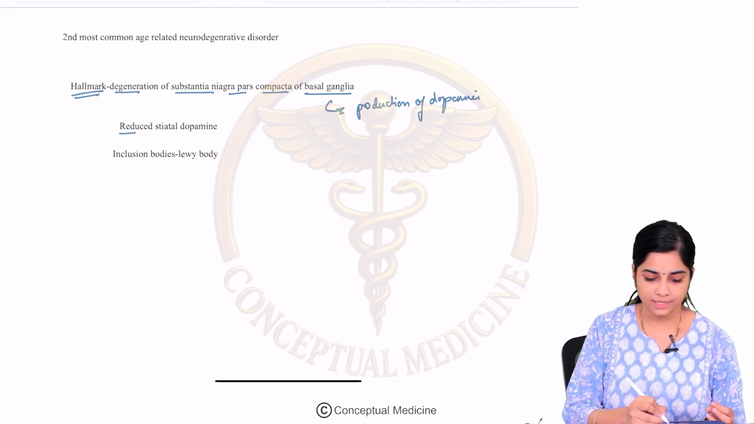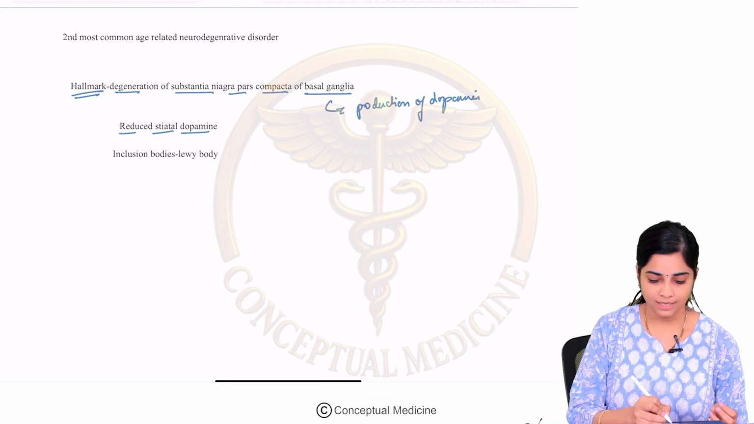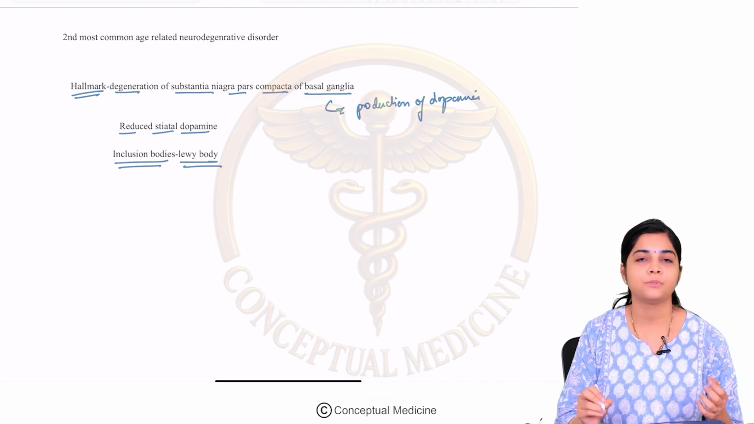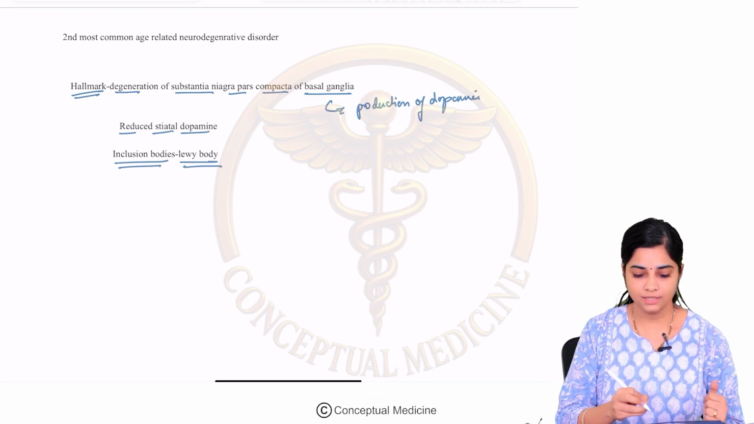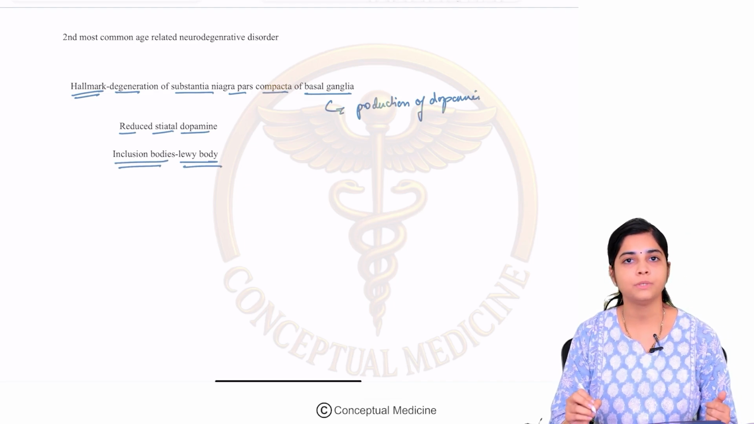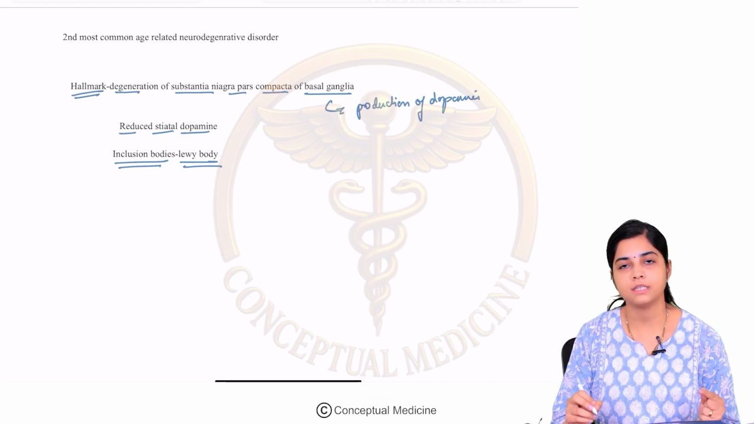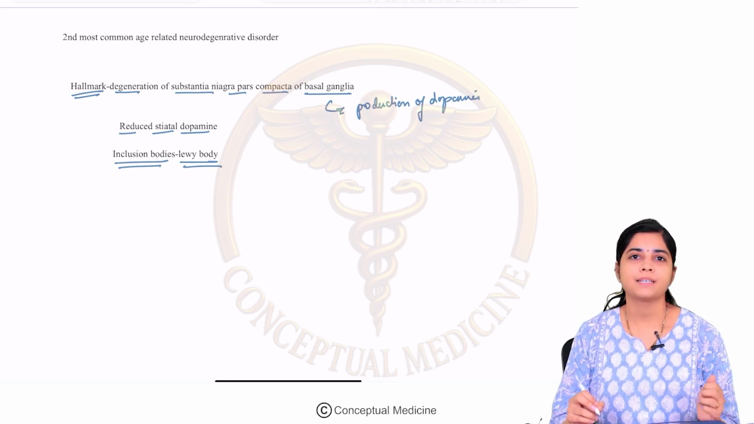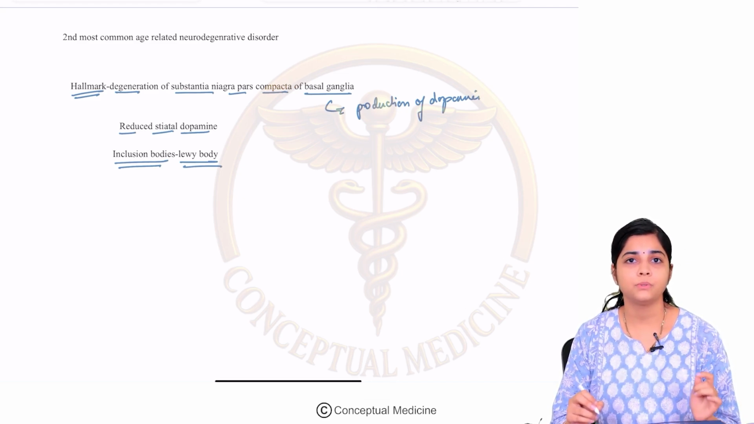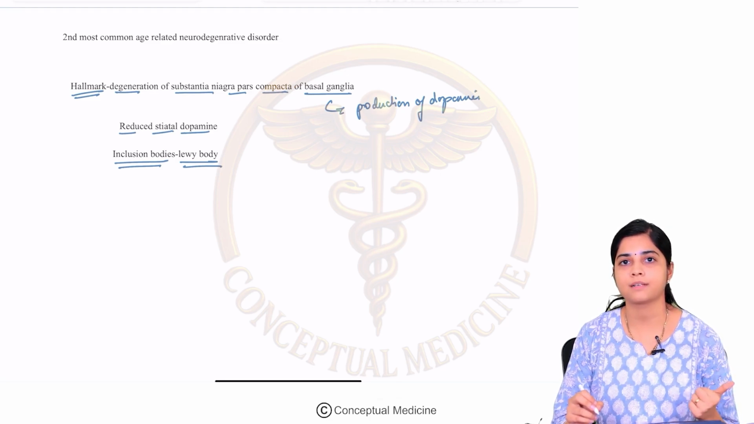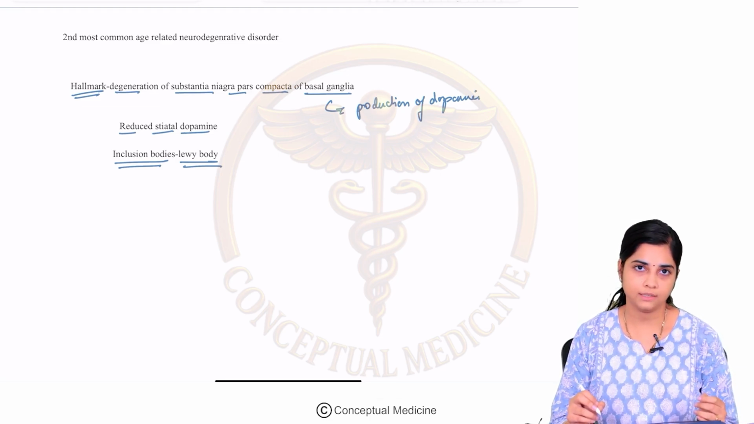So there is reduced striatal dopamine, and it is also characterized by the presence of inclusion bodies. When you do a histopathological examination, these inclusion bodies are called Lewy bodies. So the inclusion bodies found in Parkinson's disease are Lewy bodies. Parkinson's disease is basically a neurodegenerative disorder characterized by decreased striatal dopamine, with degeneration of the substantia nigra pars compacta in the basal ganglia.